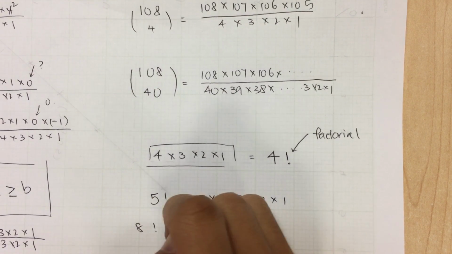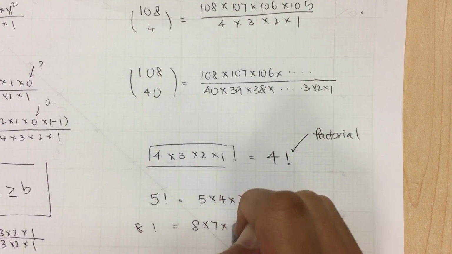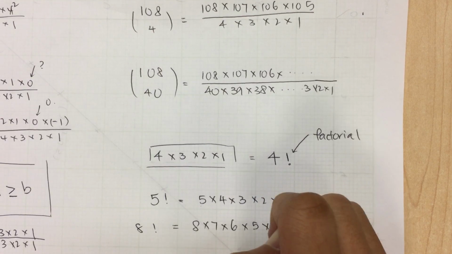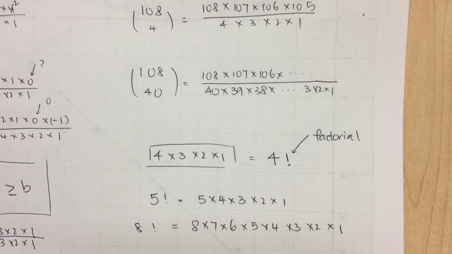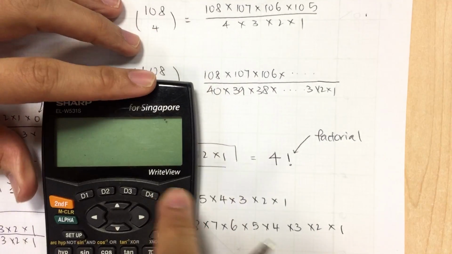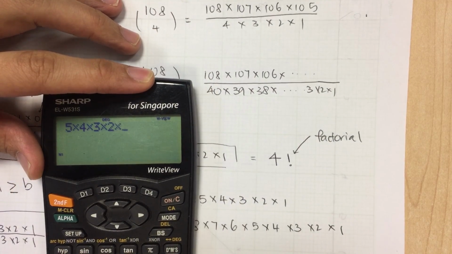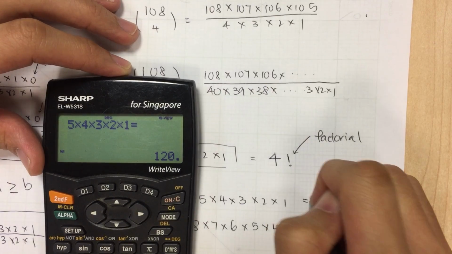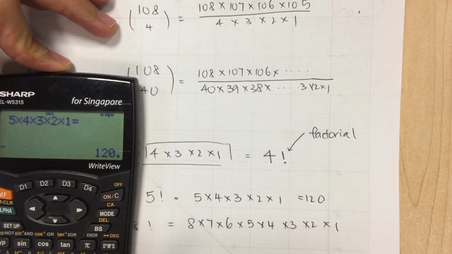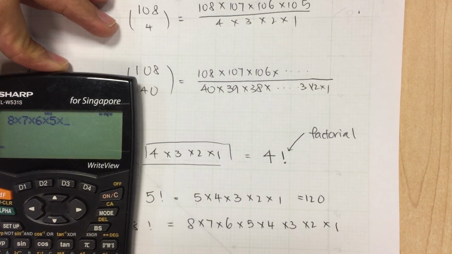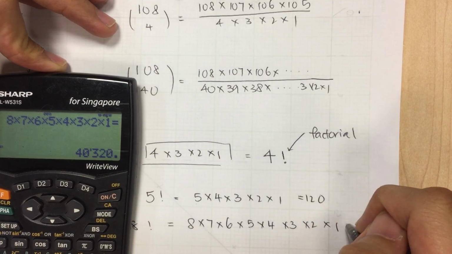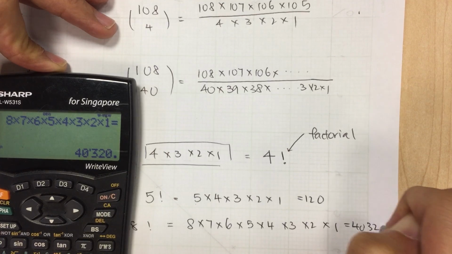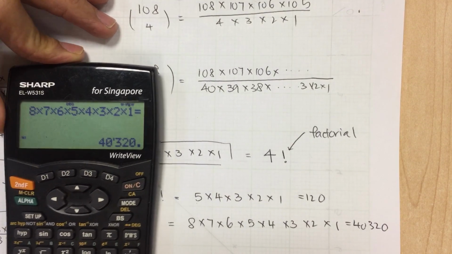8 factorial is going to be 8 times 7 times 6 times 5 times 4 times 3 times 2 times 1. Okay, so now I'm going to use my calculator to help me. 5 times 4 times 3 times 2 times 1 gives me 120. This one, 8 times 7 times 6 times 5 times 4 times 3 times 2 times 1, gives me, wow, 40,320.